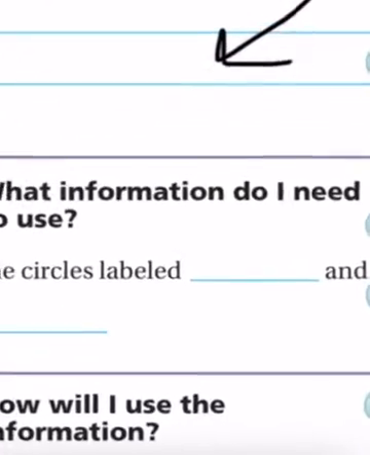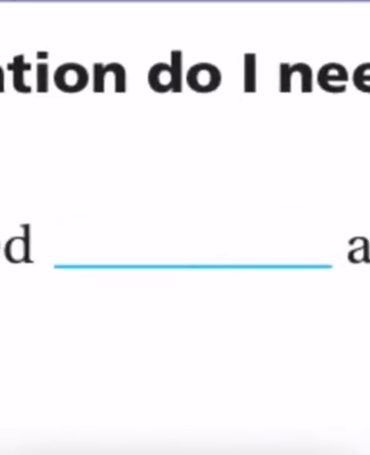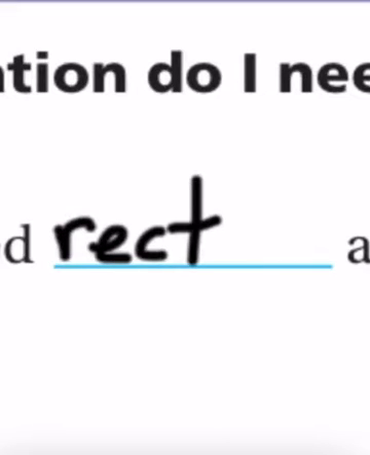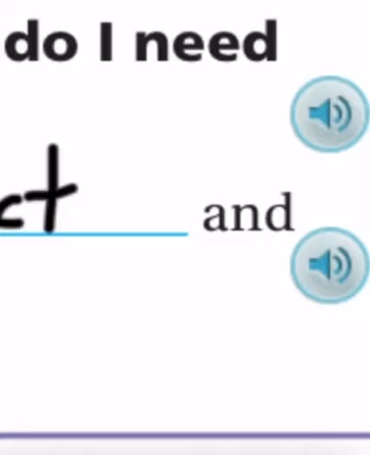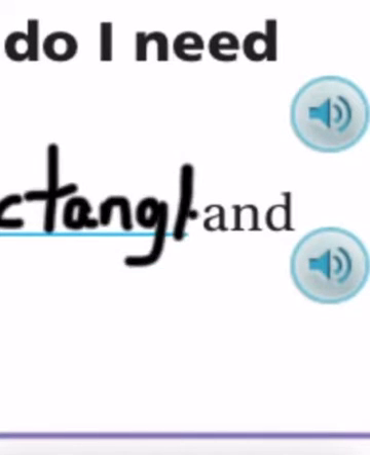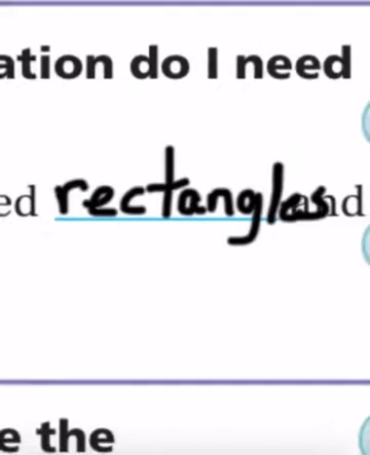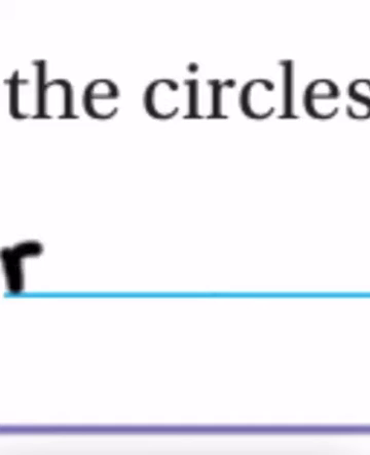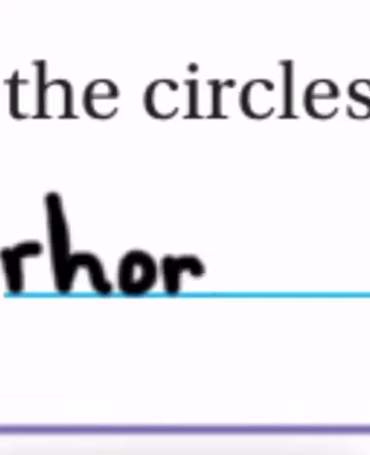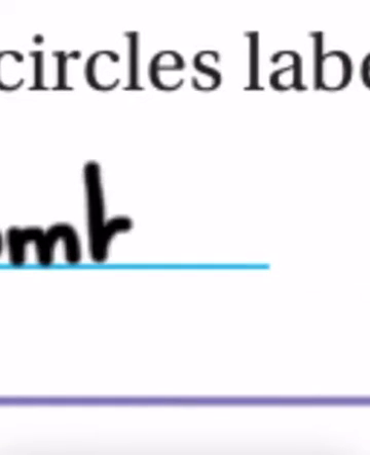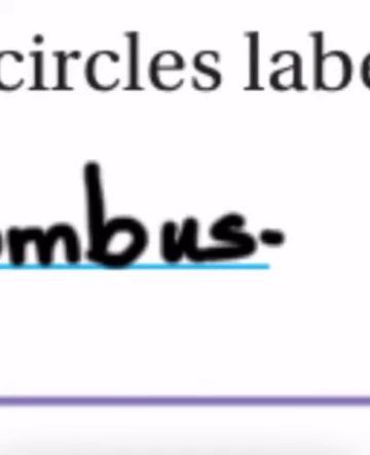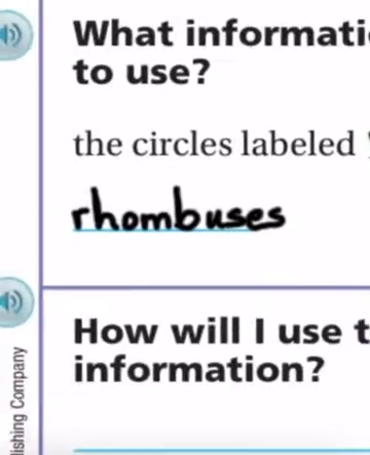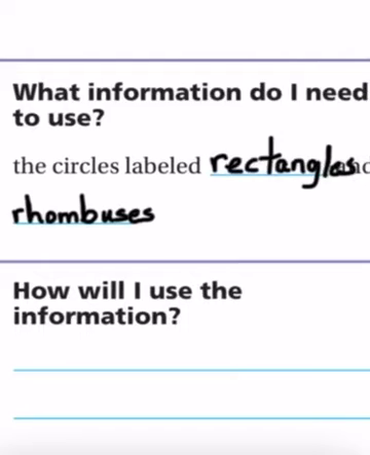So we are looking at the circles labeled rectangles, R-E-C-T. I'm going to run out of room, but that's okay. A-N-G-L-E-S, labeled rectangles and rhombuses. And rhombuses is R-H-O-M-B-U-S-E-S. So we're going to use those two circles.